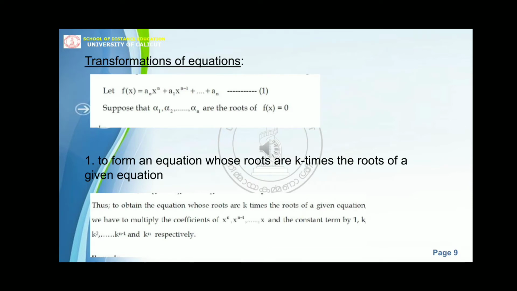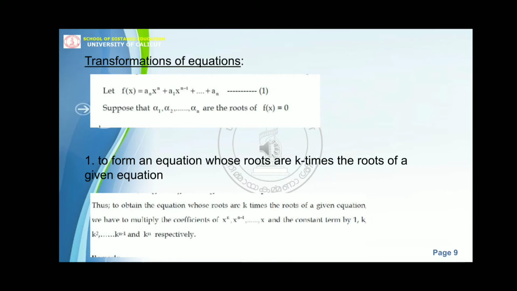Suppose we are given a polynomial f(x) = 0. Without knowing the roots of f(x) = 0, we can transform the given equation into another equation whose roots are related to those of f(x) = 0 in a particular way. So we will here explore different transformations that are possible. Suppose we are given a polynomial f(x) = a0 x^n + a1 x^(n-1) + ... + an, and the roots are alpha 1, alpha 2, up to alpha n.